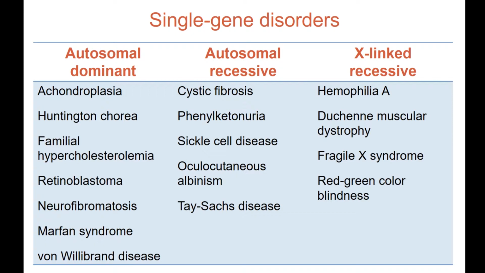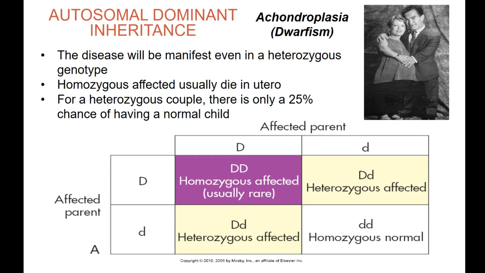When the character is dominant, it's going to manifest itself even in a heterozygous situation. When the character is recessive, it's not going to manifest itself except when it is in a homozygous situation. As an example of an autosomal dominant disease, it's going to be achondroplasia. Achondroplasia is an autosomal dominant.